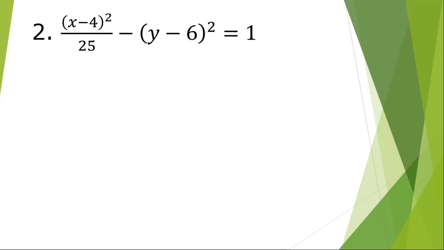Moving on to number 2, we have (x minus 4) quantity squared all over 25 minus quantity (y minus 6) squared equals 1.